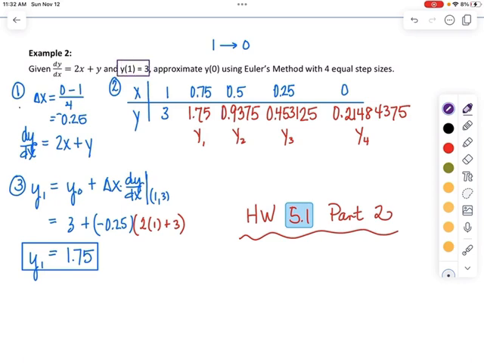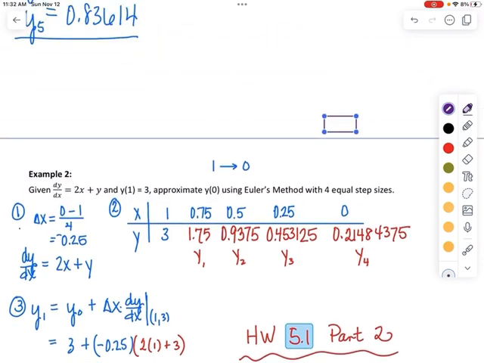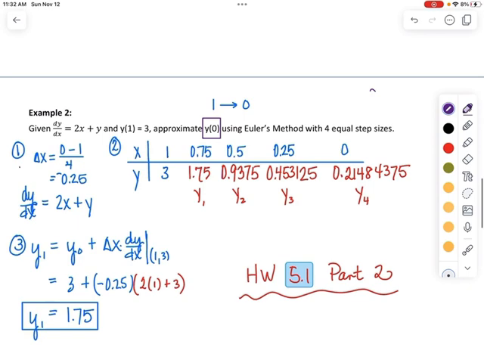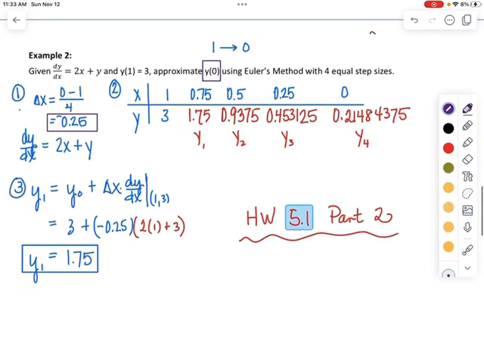So that means you're going backwards here. Given that initial value, you want to approximate y of 0. So there's the answer you're looking for. Starting off with the step size, you know that you're going backwards, 0.25 for delta x. So you're starting at 1 and you're going to 0. You can see your values there.